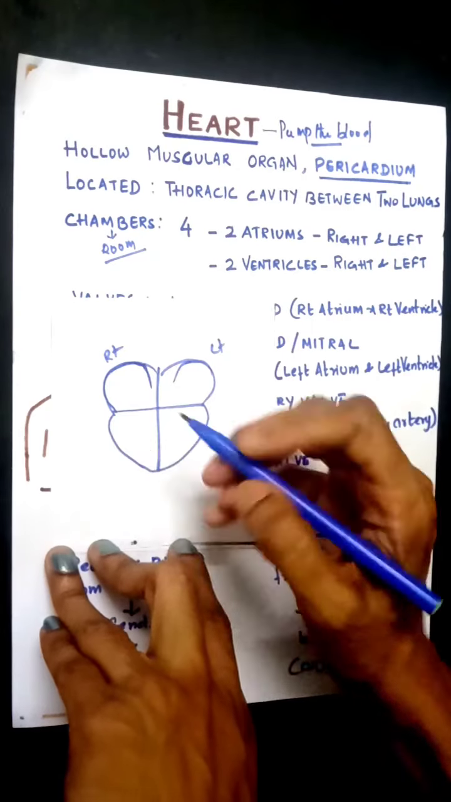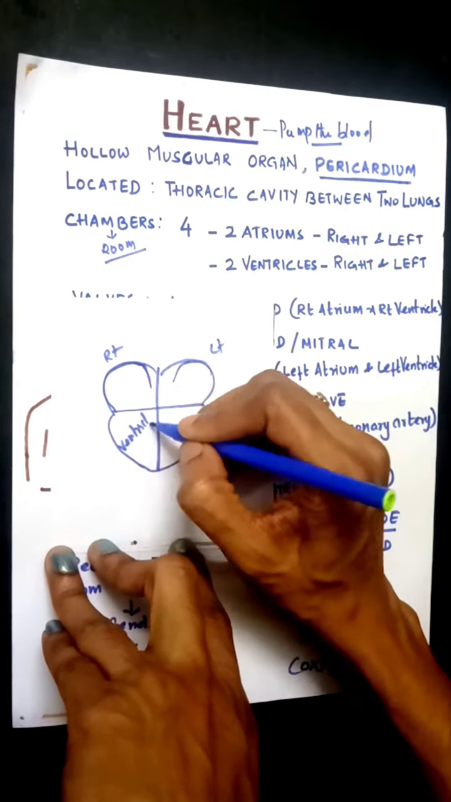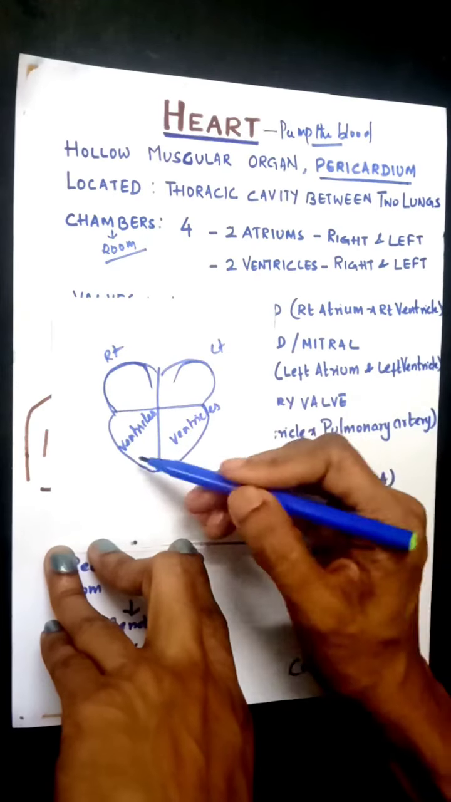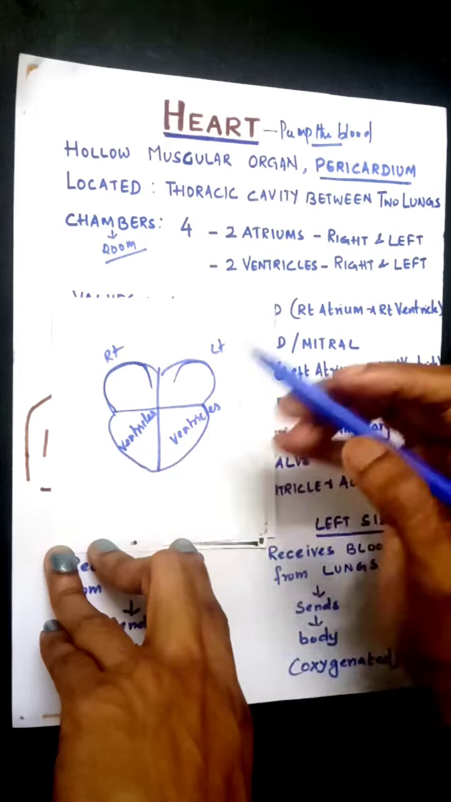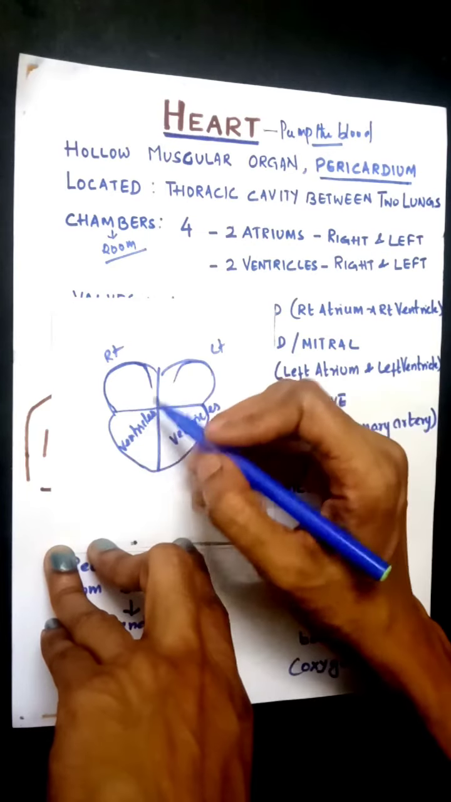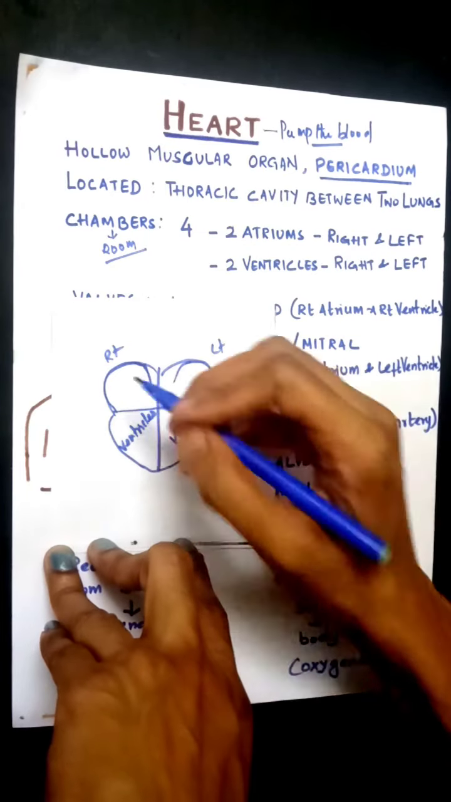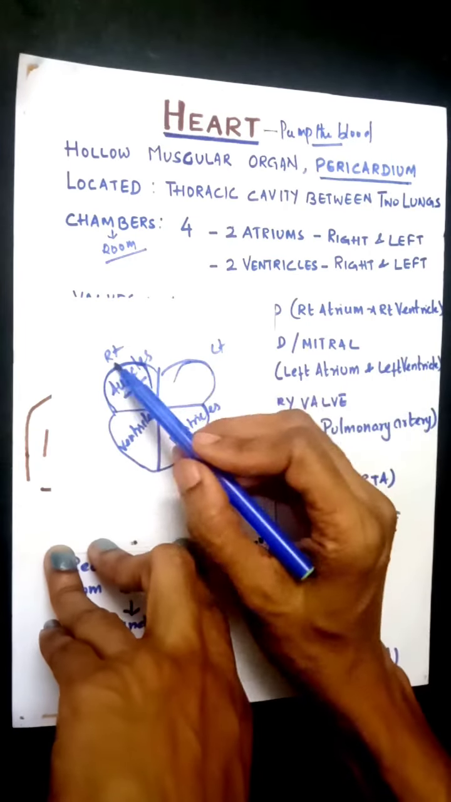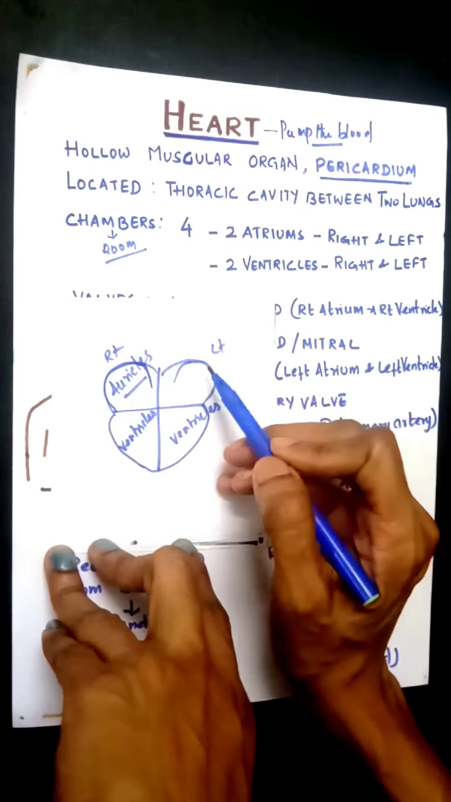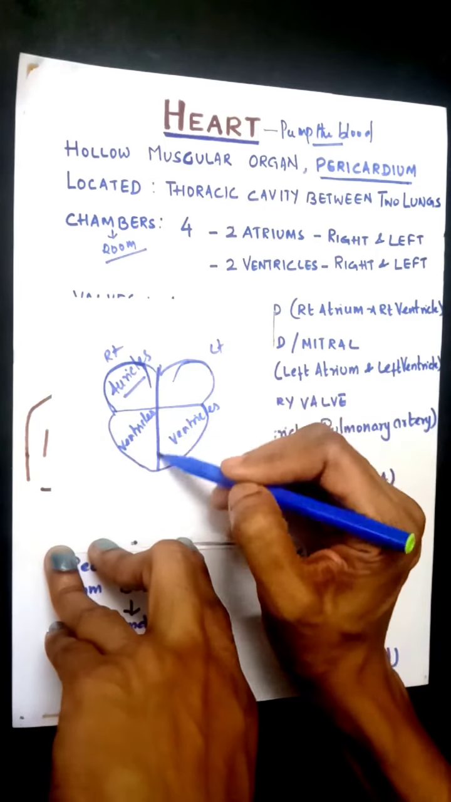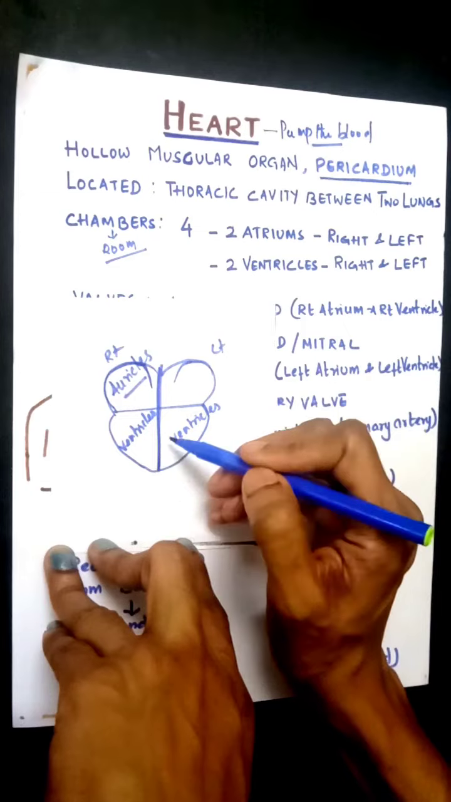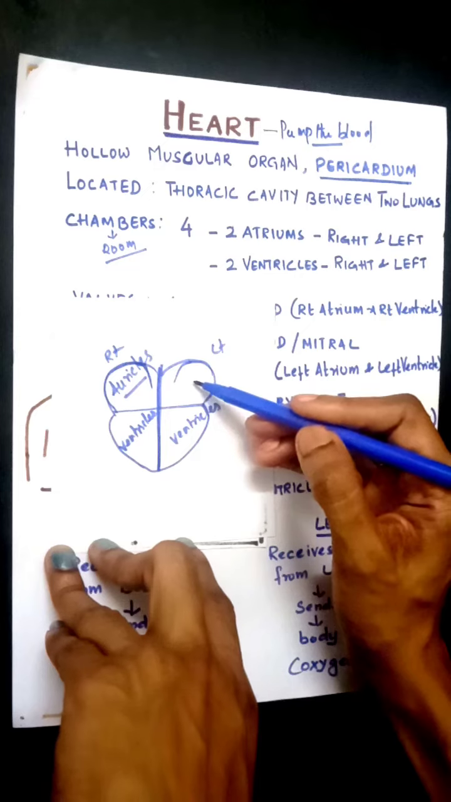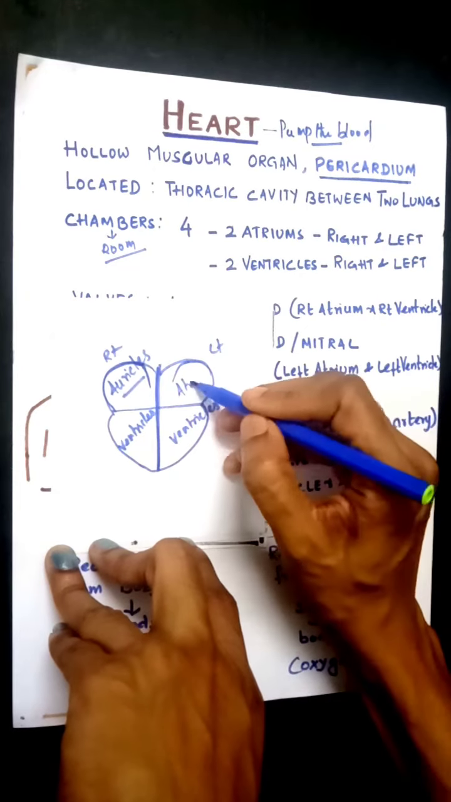I am going to call these 2 rooms ventricles. The ones on the bottom are called ventricles. On the right side you have the right ventricle, and on the left side you have the left ventricle. In the same way, the upper 2 rooms are called auricles or atria. So you have right auricle and left auricle, or right atrium and left atrium. If you divide the heart into 2 equal halves, you have right atrium and right ventricle on one side, and on the left side you have left atrium and left ventricle.